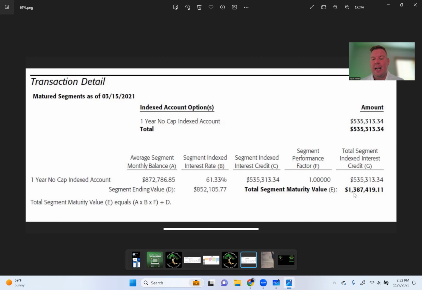Now, am I saying this is going to happen? No. The stars, the moon, everything aligned for this to happen, but it does show some of the potential that you could actually get into an index universal life. So it's very important to understand what company you go with and what different crediting allocations they choose from.